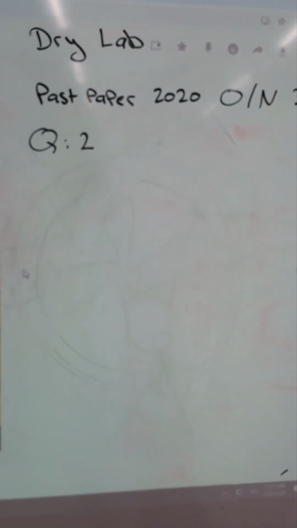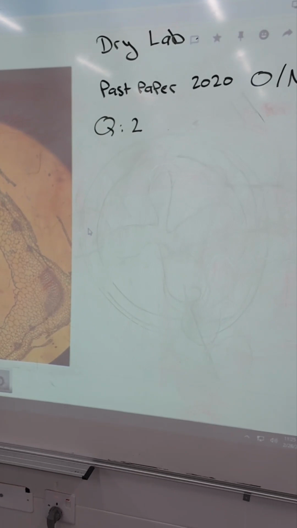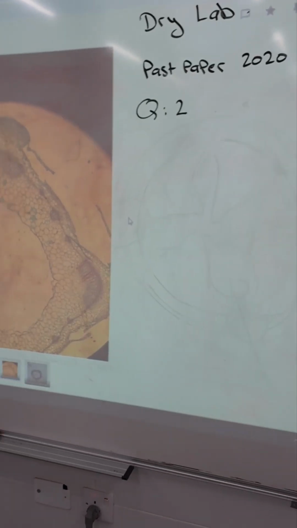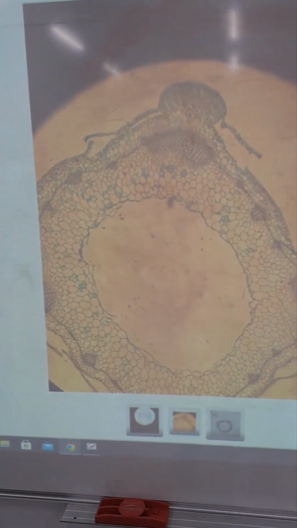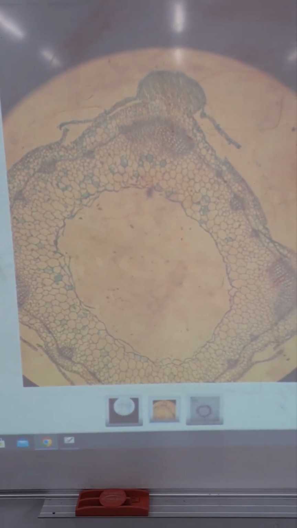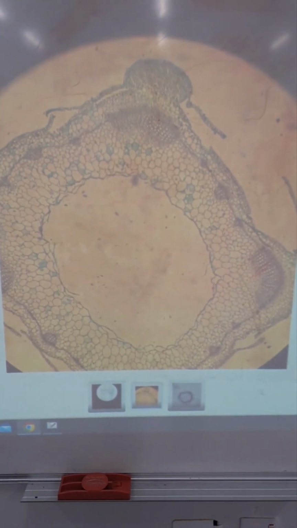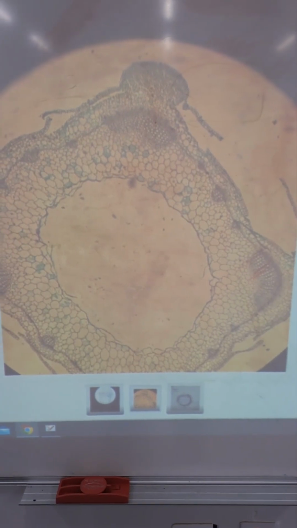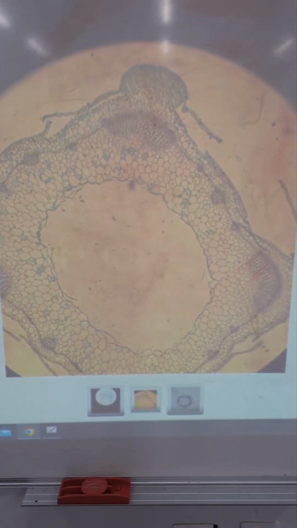Hello everyone, this is solving past paper 2020 October November variant 3-4 question 2. Now you are provided with the prepared slide from the examiner. It's labeled M1. After you place the slide under the microscope, you will see this field of view, which is basically a transverse section of a stem. The first question in this paper is to make an outline for a quarter of this stem.